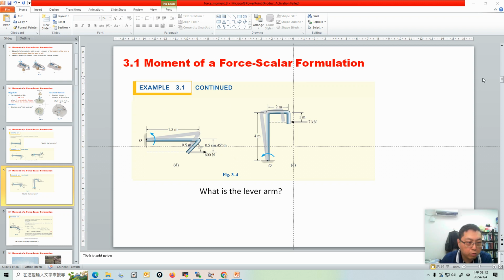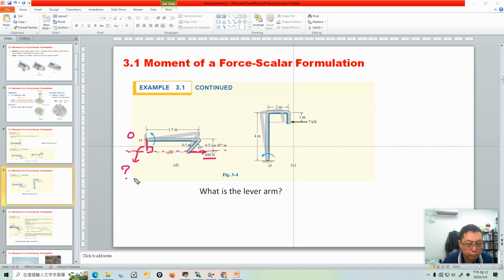Here is a cantilever, but it's a bent cantilever. We apply a force here, 600 Newton, and the reference point O is here. Where is the lever arm? First of all, we draw the line of action, the extension of your force vector, and find the distance between the line of action of the force and your point O. It's here. So this is the lever arm.